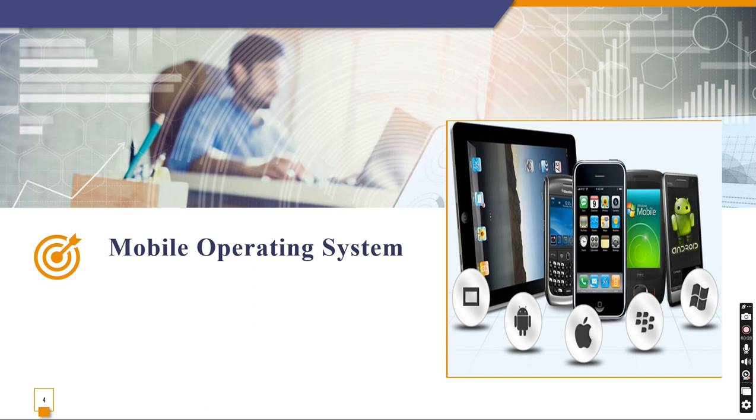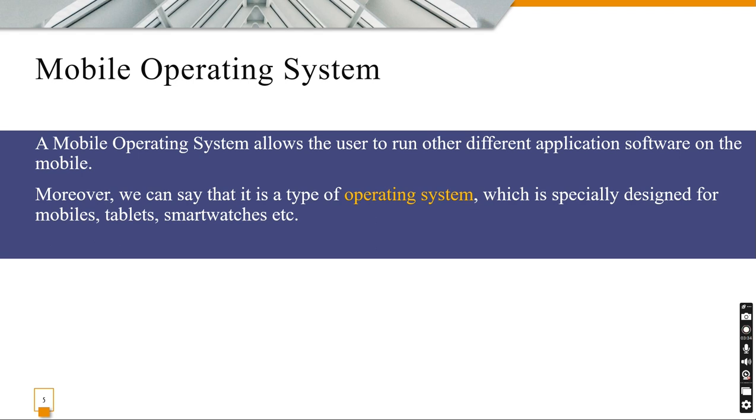Okay, what is mobile operating system? Let's learn about it in detail. A mobile operating system allows the users to run different application software on their mobiles. Basically, an operating system works on all devices like your laptops, PCs, and mobiles. But a mobile operating system is different from general operating systems.